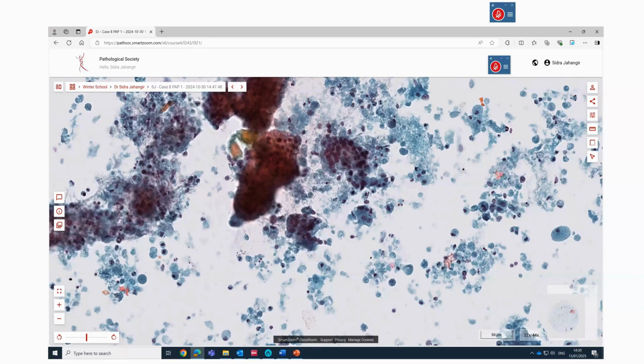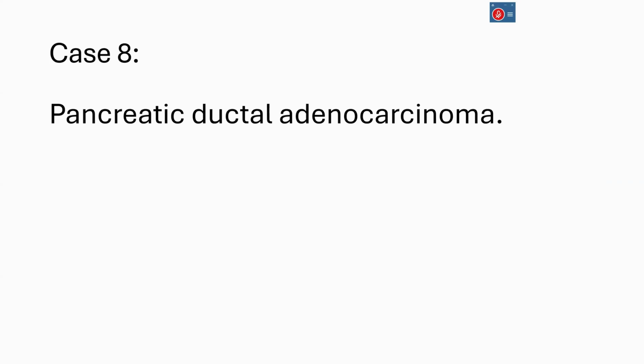It's not mandatory to give a well, moderate or poorly differentiated grade on EUS. I think this is beyond the limitation of this limited diagnostic material. The differentiation we can give for the resection specimen. So it's a pancreatic ductal adenocarcinoma case again.